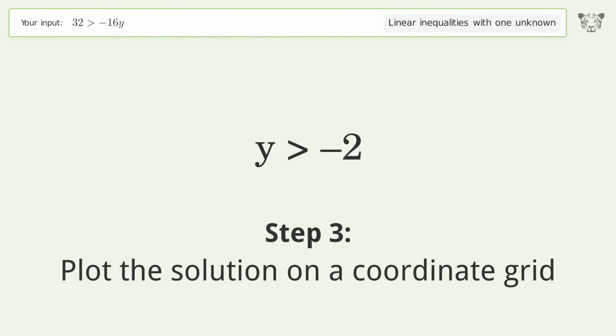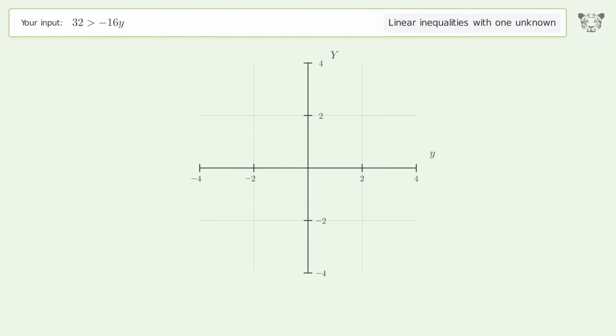Plot the solution on a coordinate grid. And so the final result is y greater than -2.